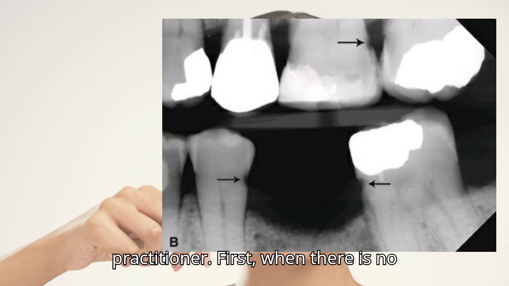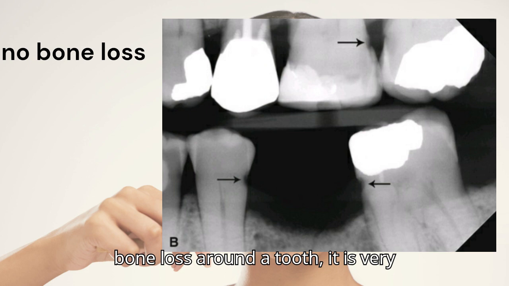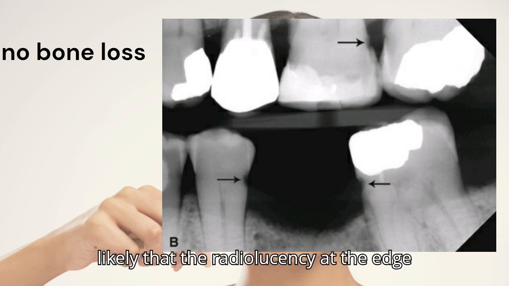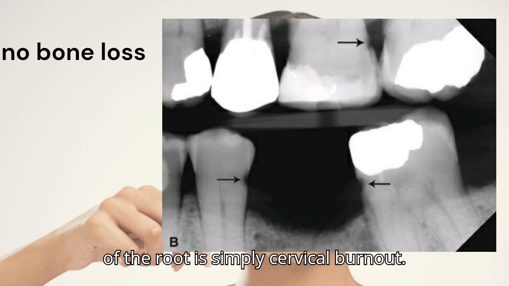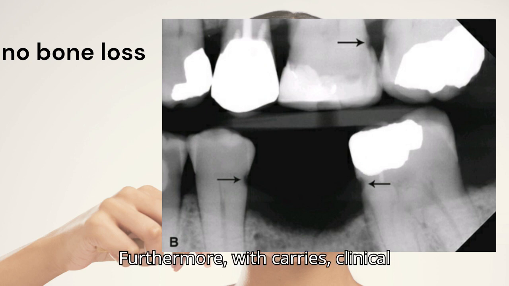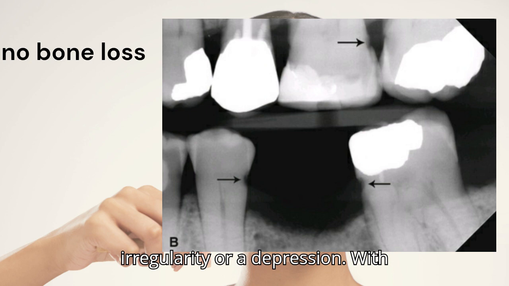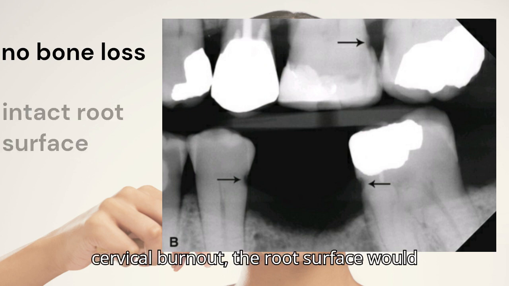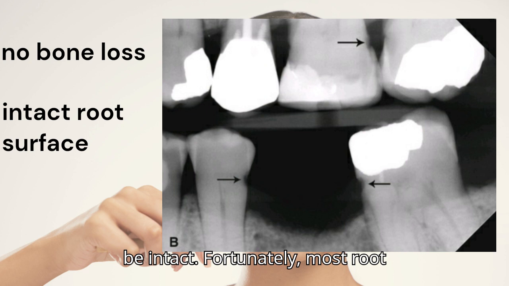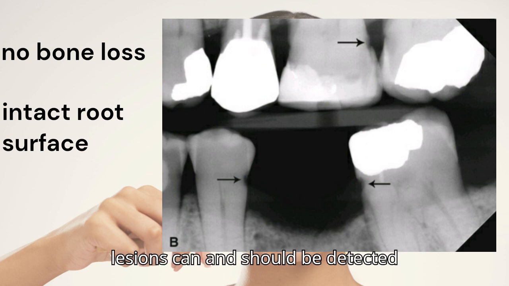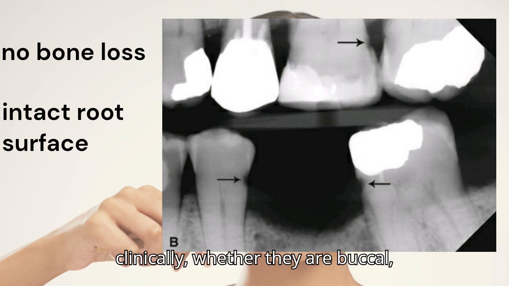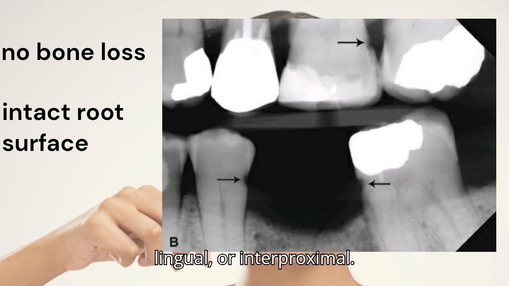First, when there is no bone loss around a tooth, it is very likely that the radiolucency at the edge of the root is simply cervical burnout. Furthermore, with caries, clinical examination would demonstrate an irregularity or a depression. With cervical burnout, the root surface would be intact. Fortunately, most root lesions can and should be detected clinically, whether they are buccal, lingual, or interproximal.